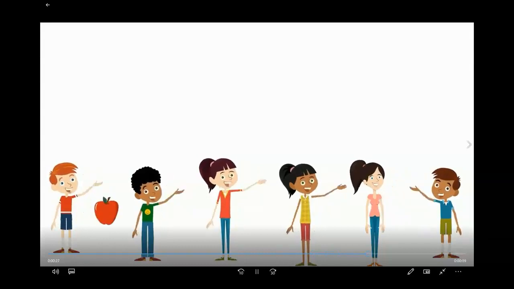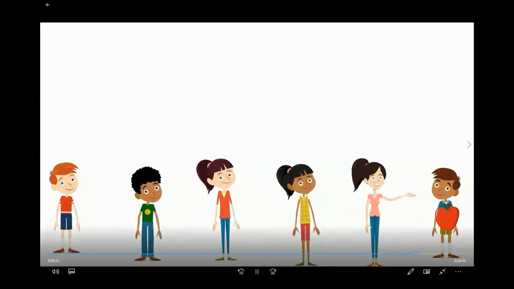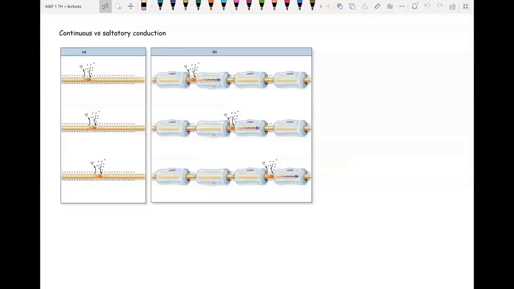So he throws the apple to Janelle, who then throws it to Timmy. They skip parts of the line. This goes a lot faster than passing it one by one. So Billy and Timmy and their friends are like an axon, and the apple represents the action potential. In the picture on the left, we have continuous conduction. This is when they pass the apple down the line one by one.